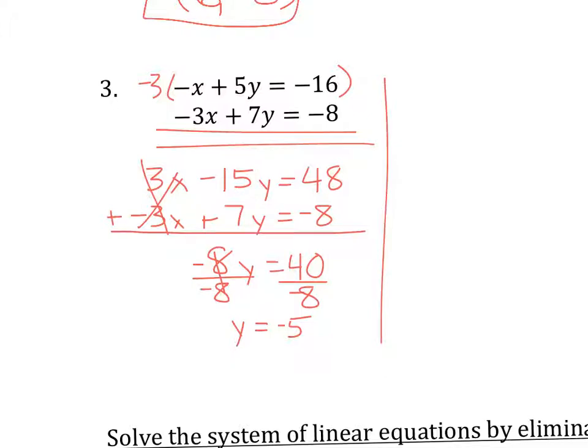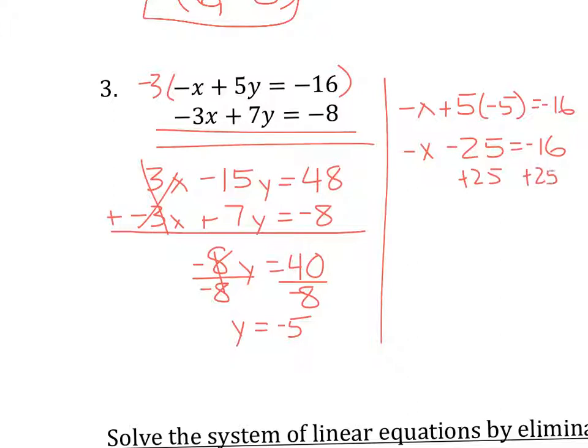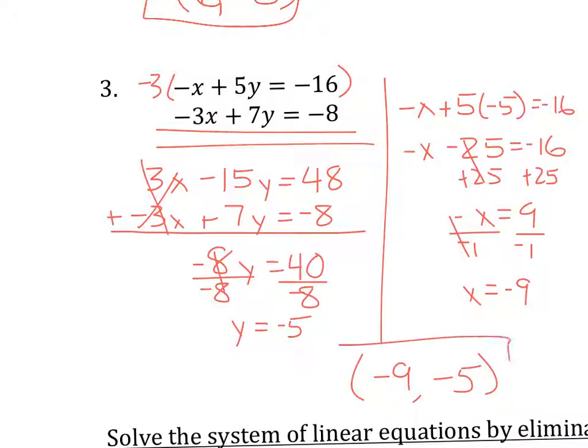Okay, then I need an x value to go with it. So I plug my negative 5 in for y. I'll pick the top equation. So I have negative x plus 5y, I know y is negative 5, equals negative 16. So negative x, 5 times negative 5 is a negative 25. So I need to add 25. So negative x equals 9. Divide by the negative 1, and x equals negative 9. So negative 9, negative 5 is my answer there.